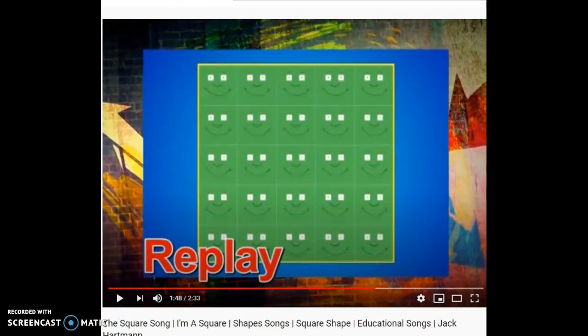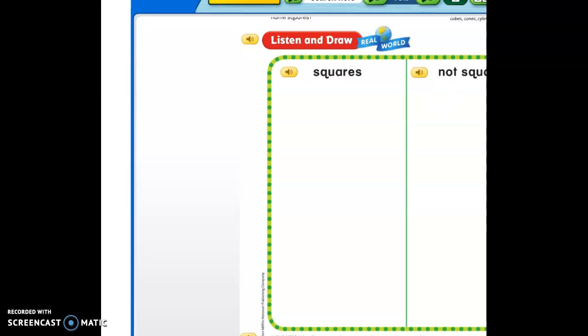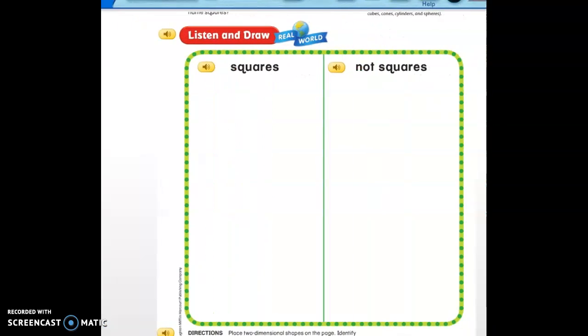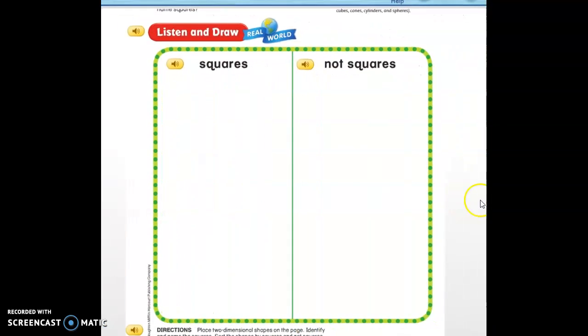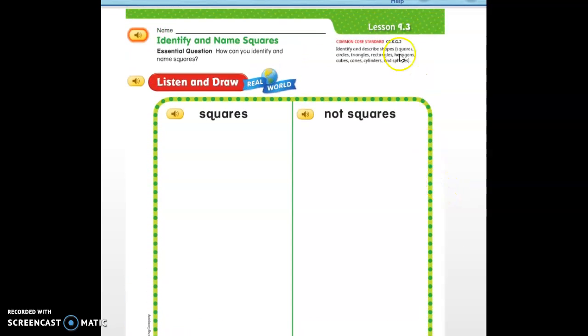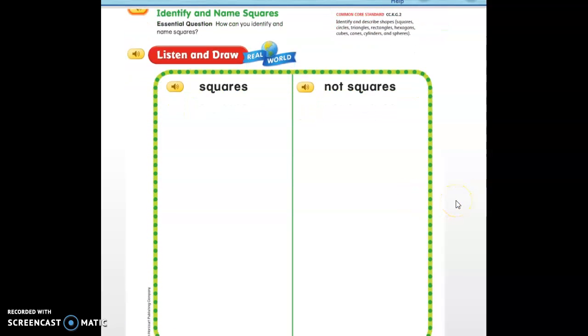Alright, let's move over and get our workbook page out and do a little more practice with squares. This is what your page looks like today. It has 9.3 at the top, so I'll give you just a second to get that out and then we will get started.